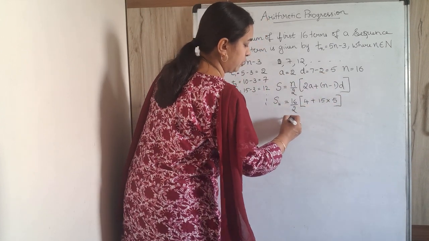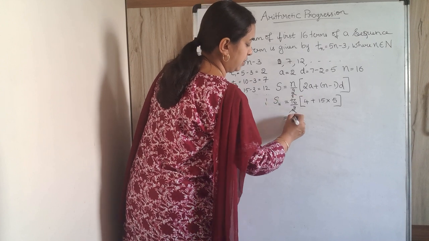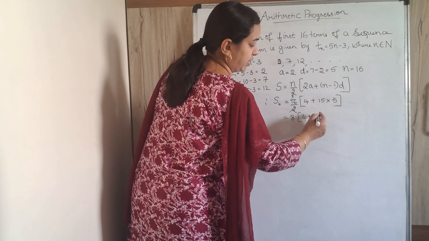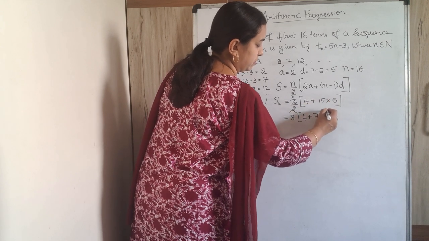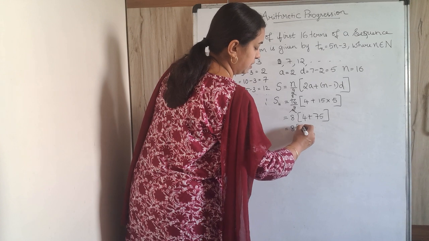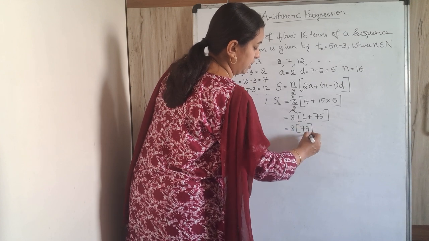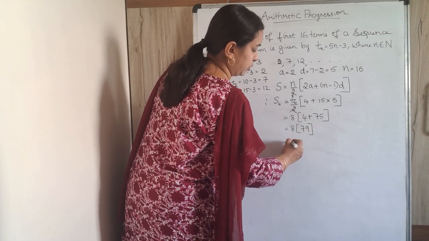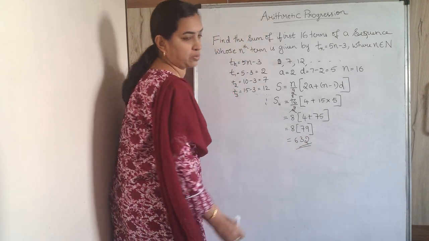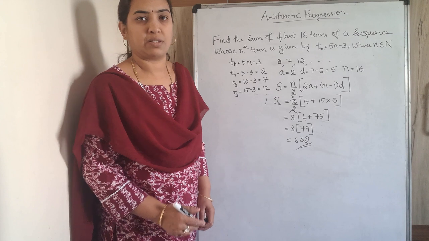So this will be equal to 8 times 4 plus 15 5s are 75. So which will be equal to 8 times 79, and this will be equal to 632. So this will be the answer.